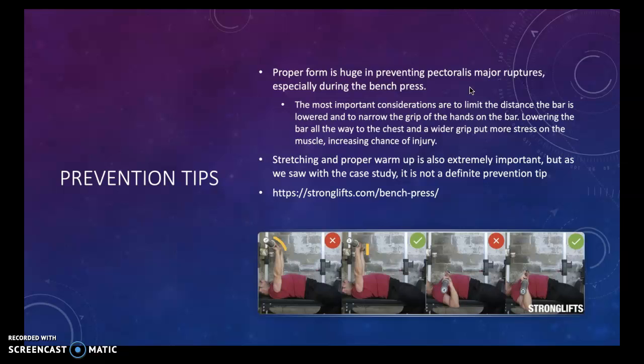Stretching and proper warm-up is also extremely important, but as we saw with the case study, it's not a definite prevention tip, though it will help.